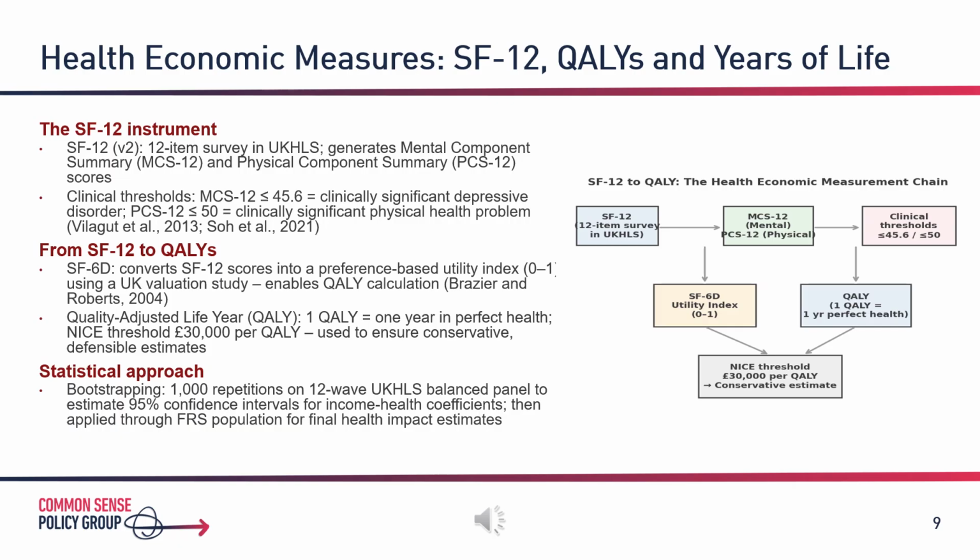The Treasury Green Book proposes a higher value of £70,000, but NICE's threshold is used here to produce conservative, defensible estimates. Multiplying by 2.33 gives the Green Book value if needed.